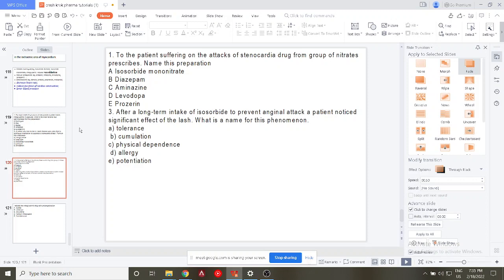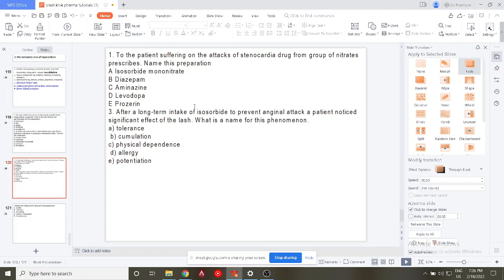To the patient suffering from attacks of stenocardia, a cardiac drug from the group of nitrates is prescribed. Name this preparation: A. Isosorbide mononitrate. Yes, that's correct. The next question.